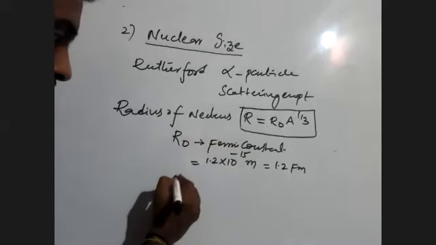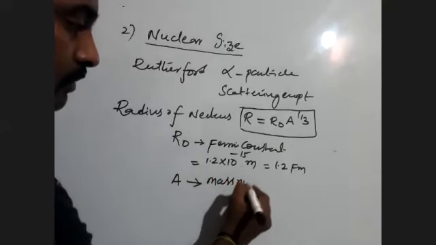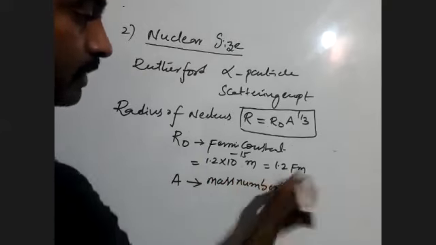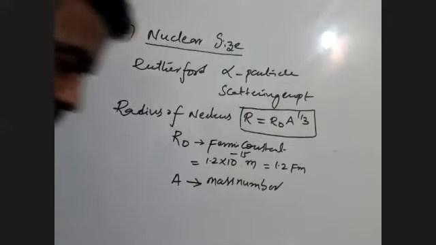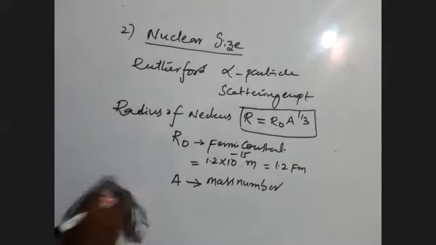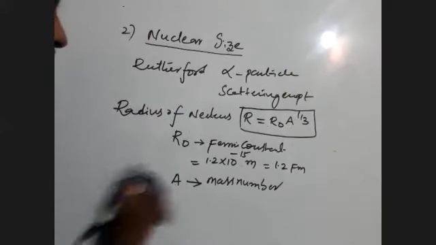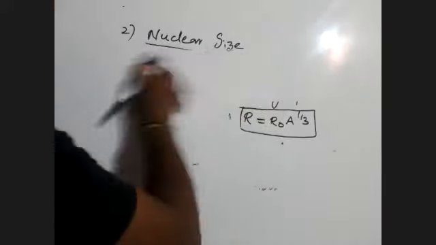Next, A is the mass number. A is the mass number, the sum of the number of protons and neutrons. Then how did we get this formula, R equals R0 times A^(1/3)? Just see.